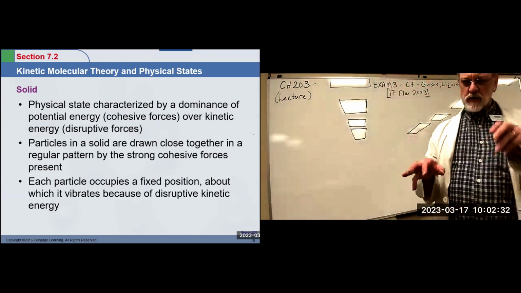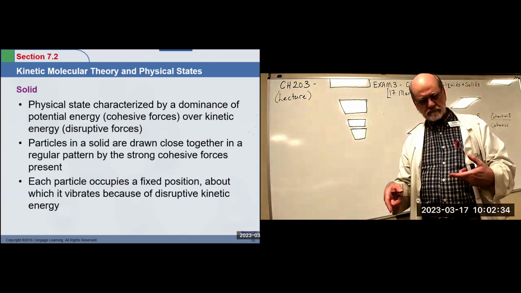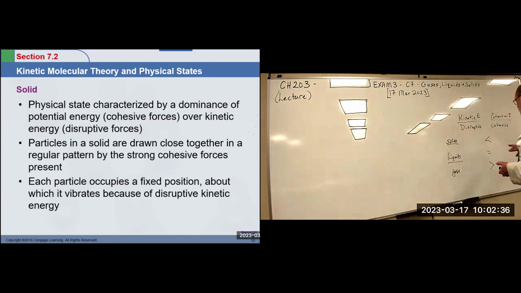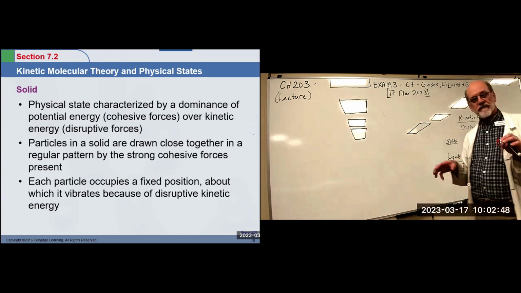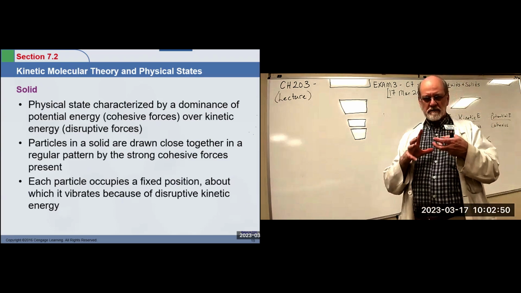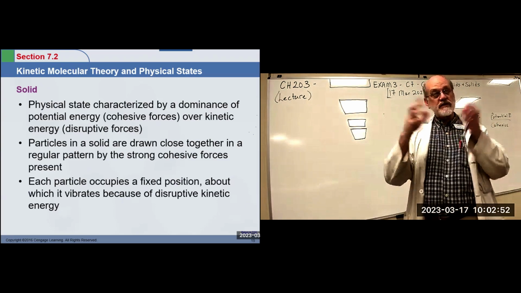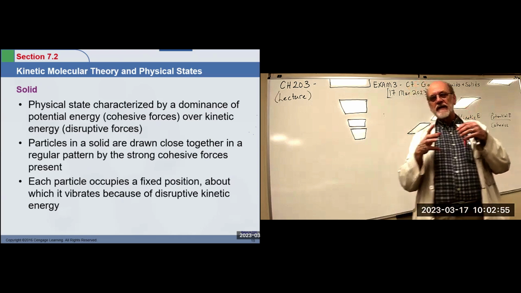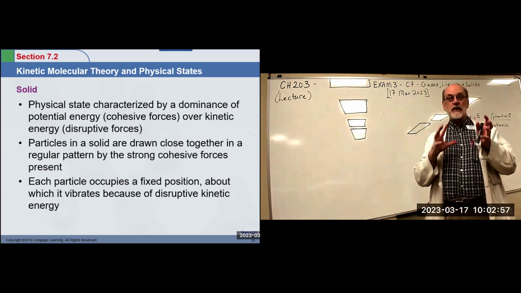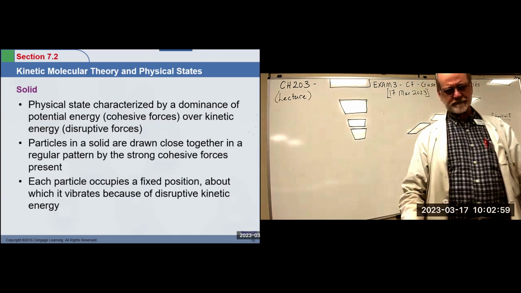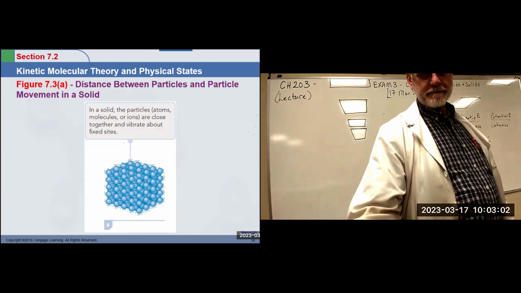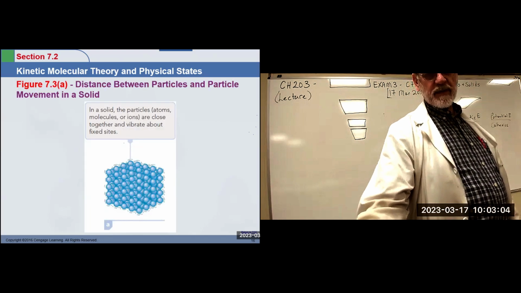And this slide also makes the point that with stronger cohesive forces, the particles are closer together, and they tend to fix themselves in positions. So if their position in space is not moving, then the solid tends to maintain its own shape. That's just a picture of what they might look like.